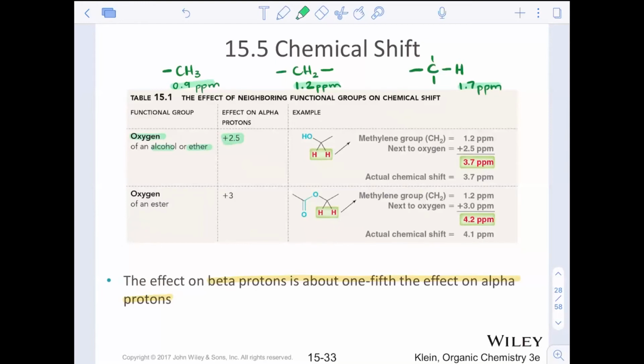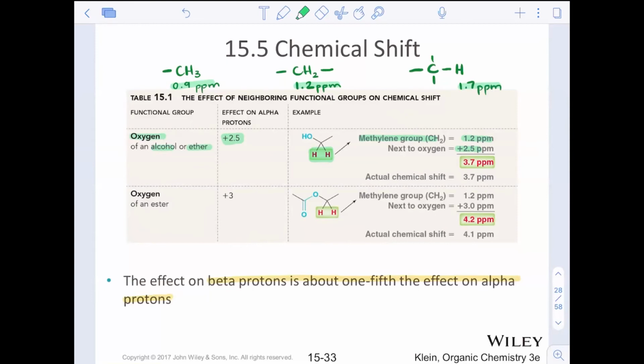So you have a methylene group. Notice the CH2 group right here. That is a methylene group. Its base is 1.2, like we just talked about. Because it's next door to an oxygen, we can predict its shift would be 2.5 more, 3.7. The actual chemical shift for those CH2 groups in ethanol is 3.7.